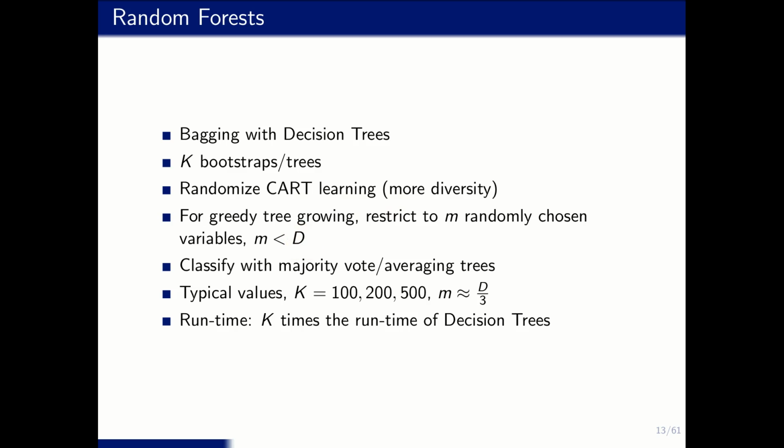In the end, this is just bagging with these slightly randomized decision trees. And then we just do a majority vote or maybe an average of the classifiers. Typical values for the number of trees are in the hundreds, so 100, 200, 500 maybe. And as said, the typical number of random features is about a third of the original features. Of course this scales up the runtime, as we now have to evaluate k decision trees in order to average them. But since decision trees are rather efficient, this is in general not too bad nowadays.